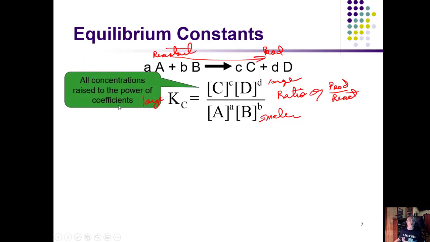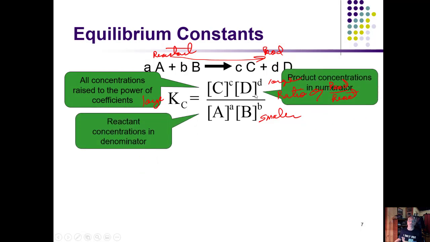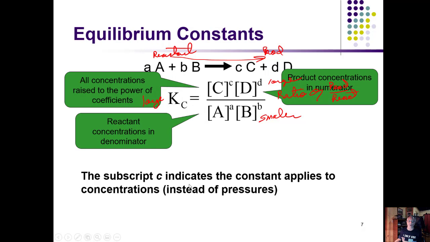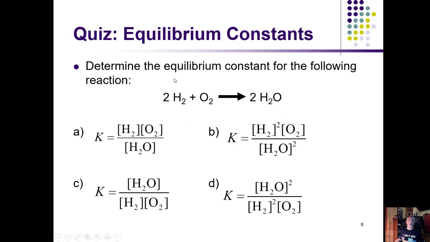But we'll get there. So all concentrations raised to the power of their coefficients, product concentrations in the numerator, reactant concentrations in the denominator. The subscript C in this case just indicates the constant applies to concentrations instead of pressures. I can do equilibrium constant expressions in concentrations. I can do it in pressures. I could do it as a mixture of pressures and concentrations. Remember, this is a ratio of products over reactants.